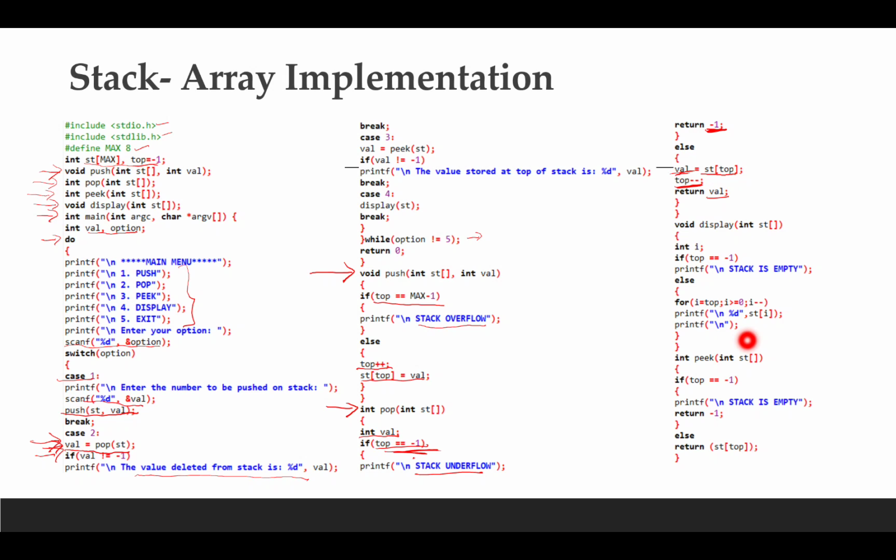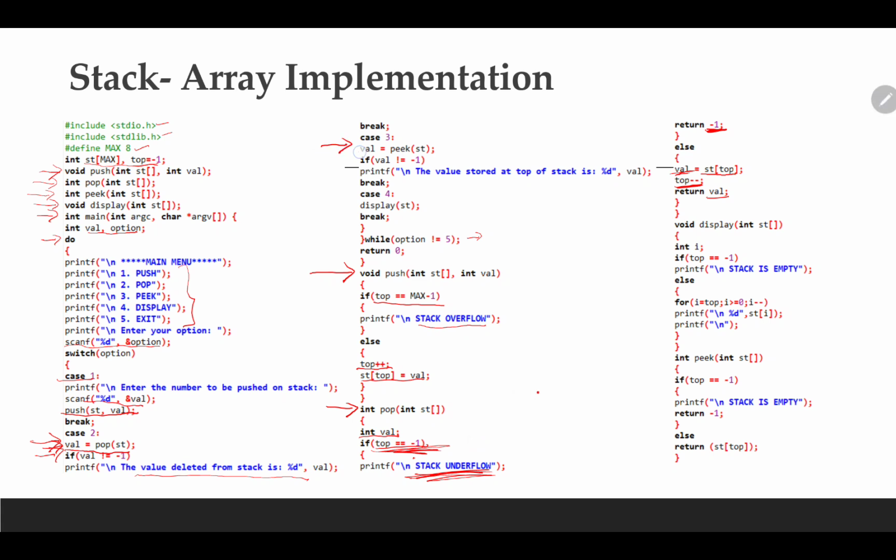Suppose it is -1, so that means the stack is empty, so the stack is underflow. It will print the message as stack underflow, and it will return -1. So if it is -1, it will stop the process. Then if the option is 3, we will go to case 3.